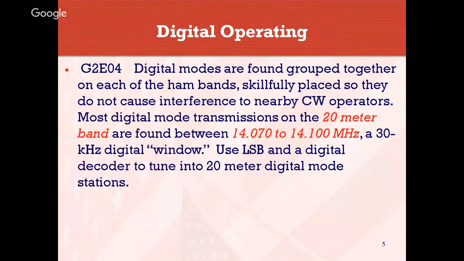Digital modes are found grouped together on each of the ham bands, skillfully placed so they do not cause interference to nearby CW operators. 14.070 on 20 meters is a very popular frequency in which to operate digital modes. This is DMR, something totally different, because on HF you're going to operate PSK, RTTY, or any variety of digital modes that are available these days. To operate digital modes, you're going to want to be able to connect your computer to your HF rig in order to do the operating.